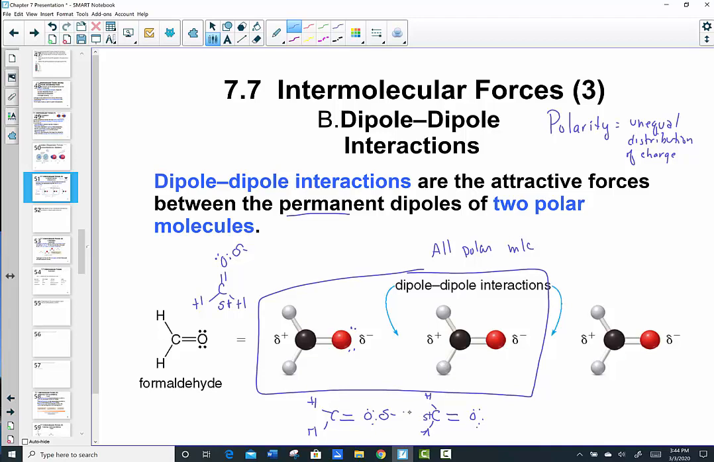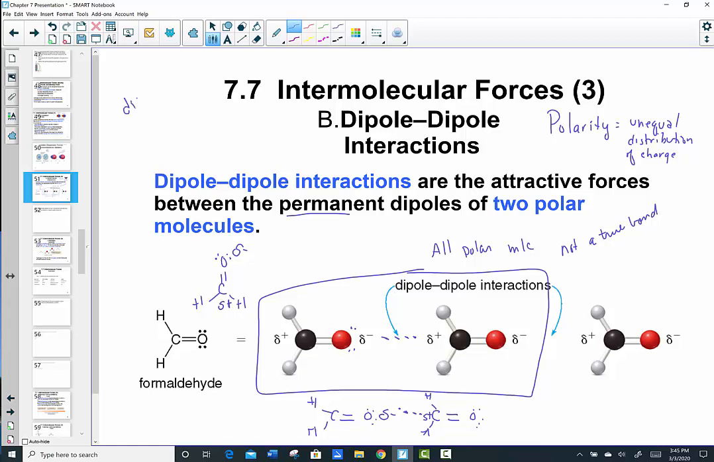And we actually show these interactions with dashed lines. It's not a true bond, but an interaction sets up between them. So just draw that as a dashed line representing an attraction. Not a true bond, but a very strong attraction. So any polar molecules will set up a dipole-dipole interaction just based on opposite charges.